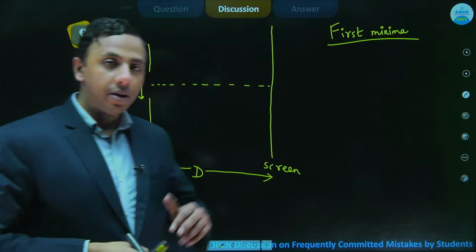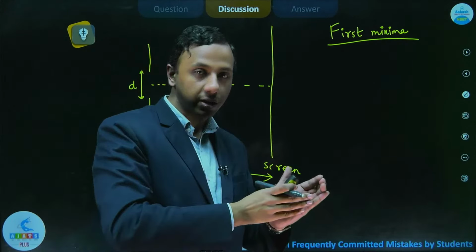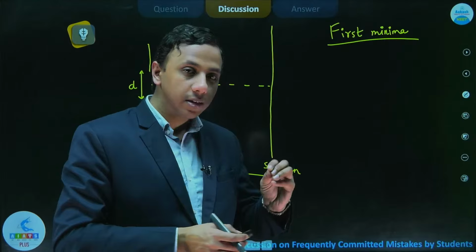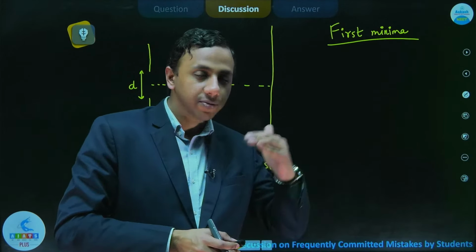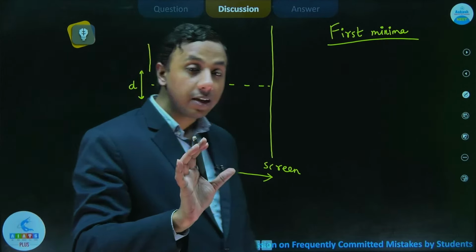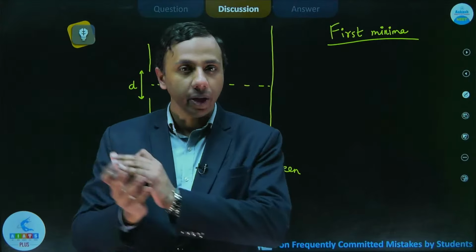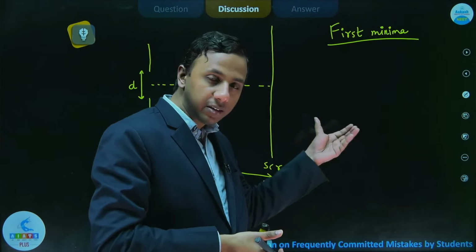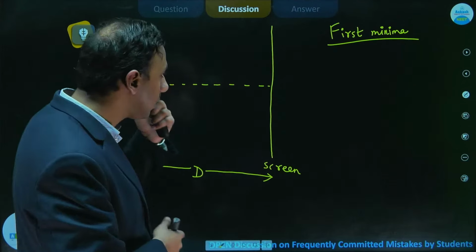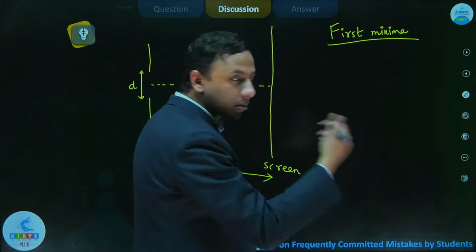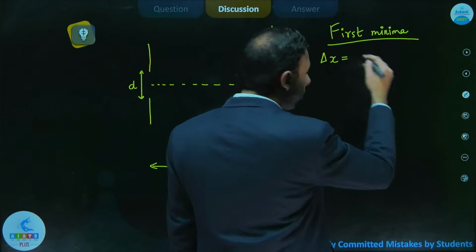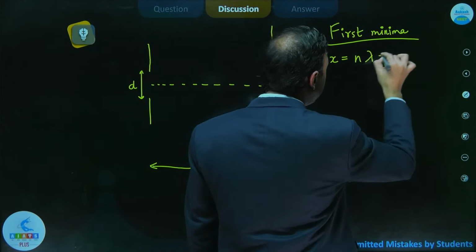For first minima, remember and compare the formulas of YDSE with diffraction. In YDSE, the first maxima, other than the central maxima I'm talking about, is obtained at n equal to 1, where the path difference delta x is equal to n lambda. In diffraction it's the reverse. First minima is obtained at delta x equal to n lambda, so n is equal to 1, we call it like that. So delta x is equal to n lambda and n is equal to 1 over here.